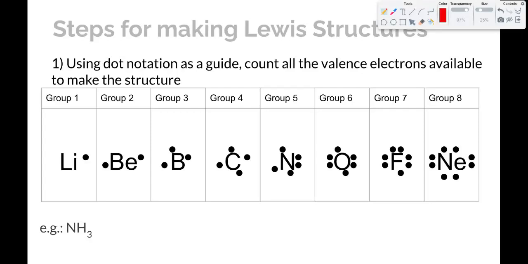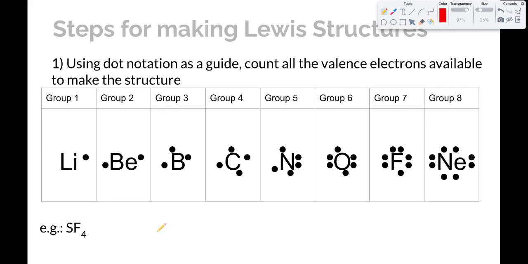So for example, if we're going to do NH3, nitrogen has got 5 dots, because it's column 5, always is going to. Hydrogen, which is a non-metal, even though it's on the left-hand side of the periodic table, has 1 dot, it's in column 1. So if I have 1 N, that gives me 5 electrons, and if I have 3 H's, that gives me 3 more electrons. So that means my structure should have a total of 8 valence electrons showing when I'm done.